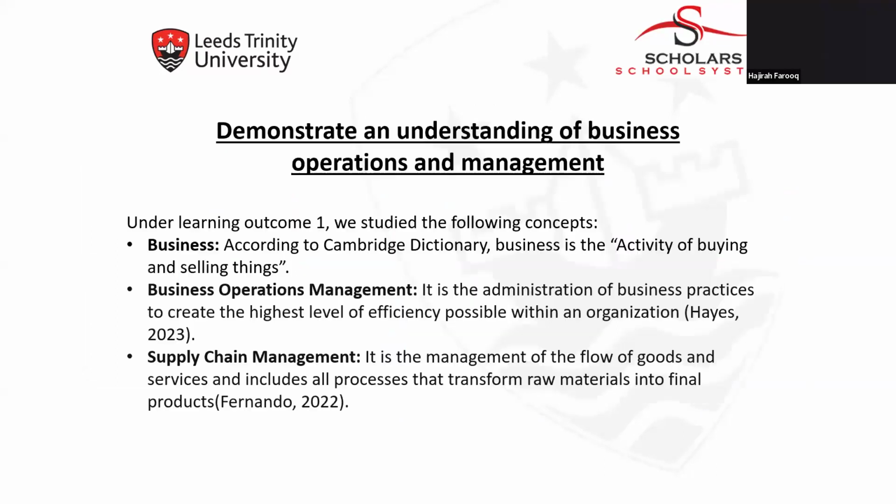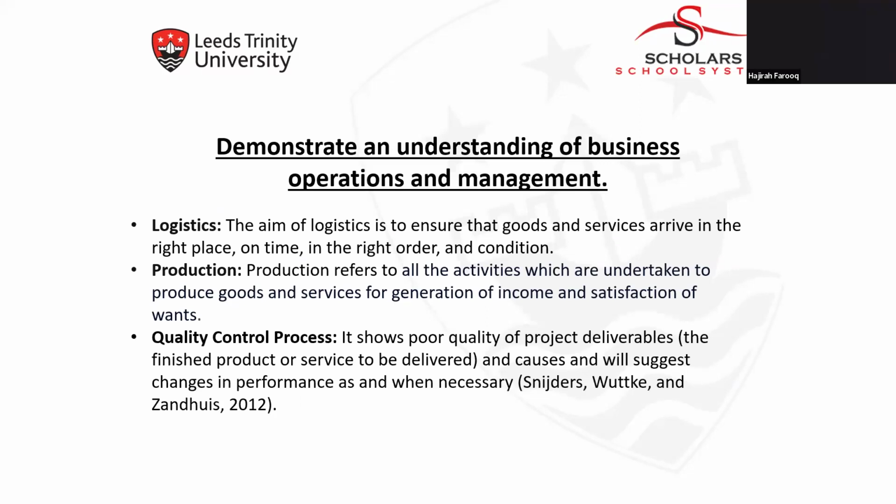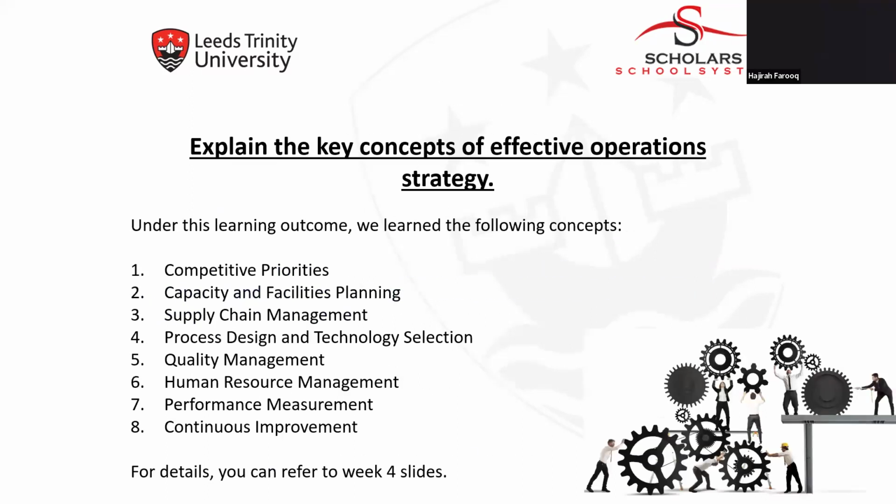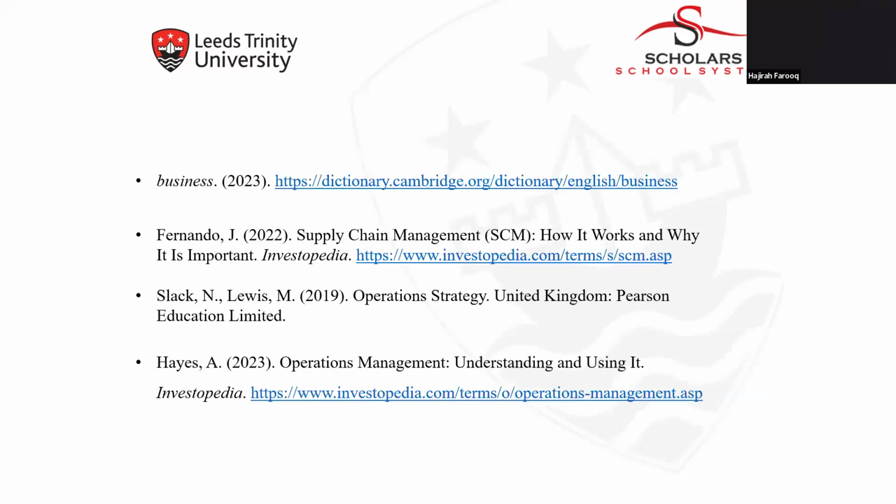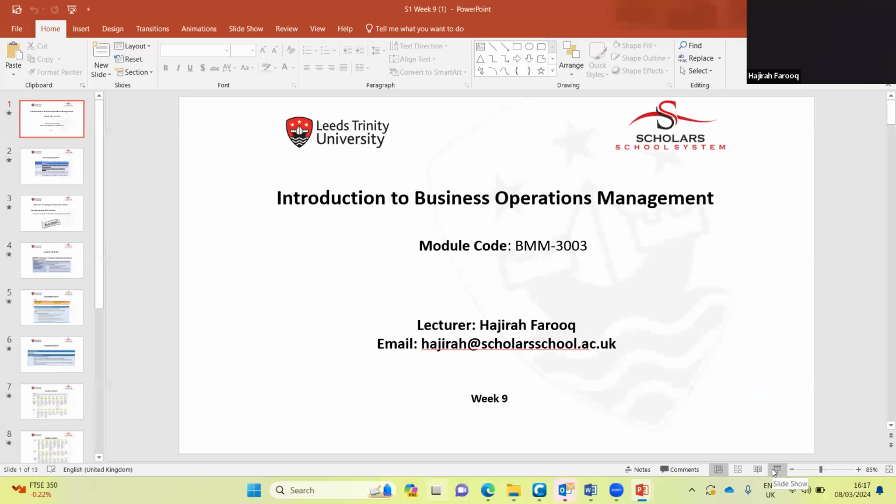Then we discussed the grading rubric in detail, and the demonstration of understanding of business operations management, which is learning outcome 1. We revised all the main and basic definitions, and then we discussed the key concepts of effective operations strategy.